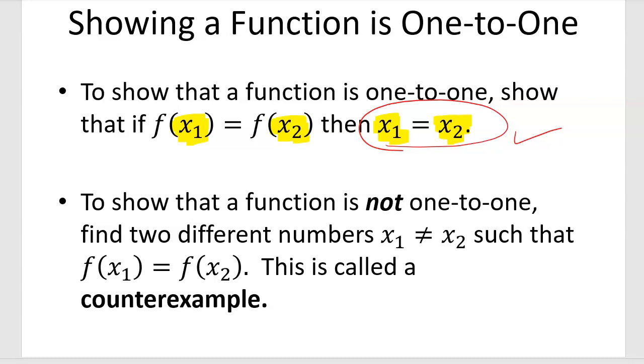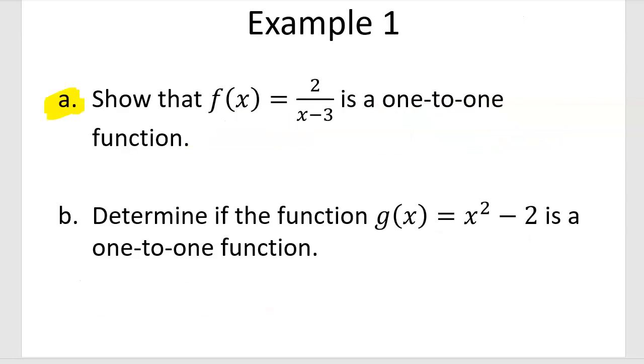Another way that you can show a function is not one-to-one is to find what we call a counterexample, and this is typically the way that makes more sense to a lot of students. If you look at this next example, part B, it says determine if the function g of x equals x squared minus 2 is a one-to-one function. Think about what it's going to look like. It's a quadratic, so we know those look like parabolas. Imagine doing that horizontal line test. You know it's going to fail. So if you just visualize g of x, you already know what you're dealing with here.